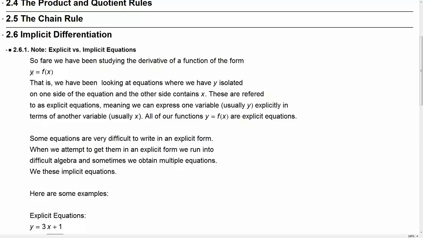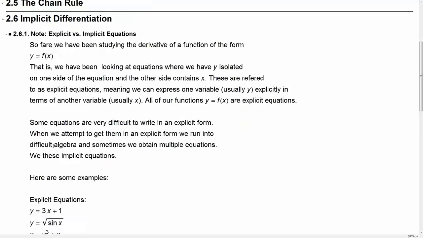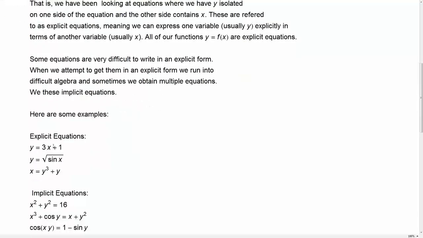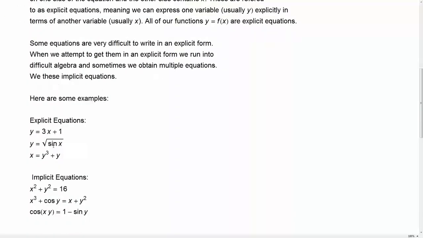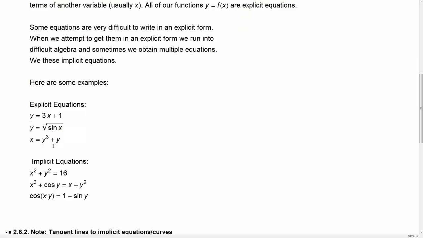let's say y, completely isolated on one side of the equation in terms of x. Here are some examples of equations that are explicit, and then the others where we can't solve for one of the variables, which we call implicit equations.